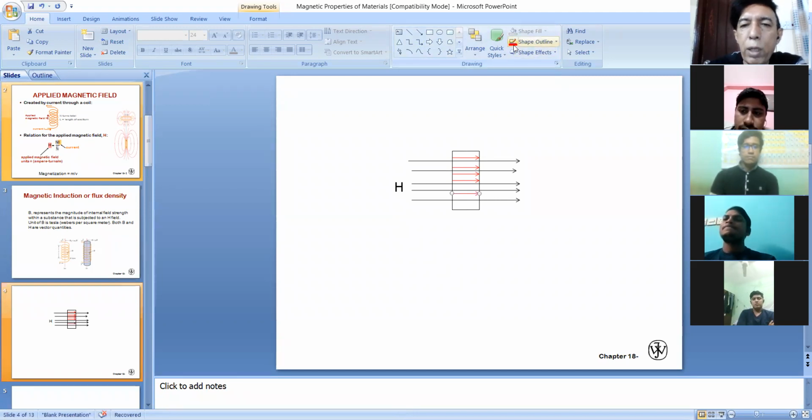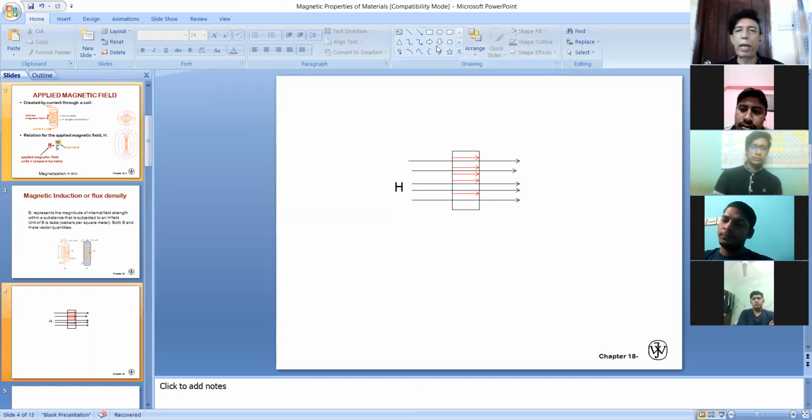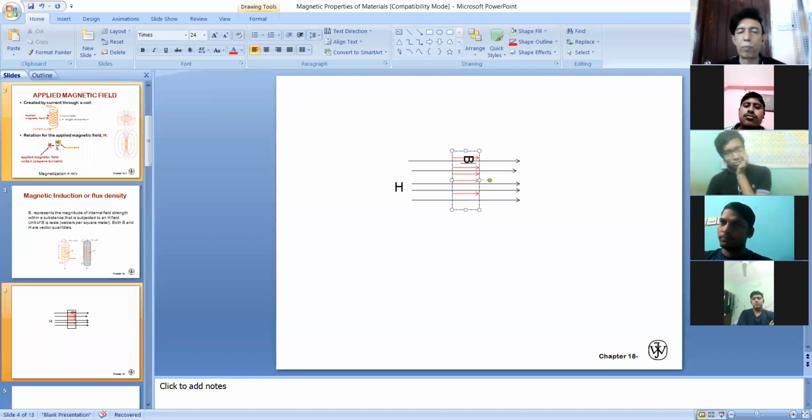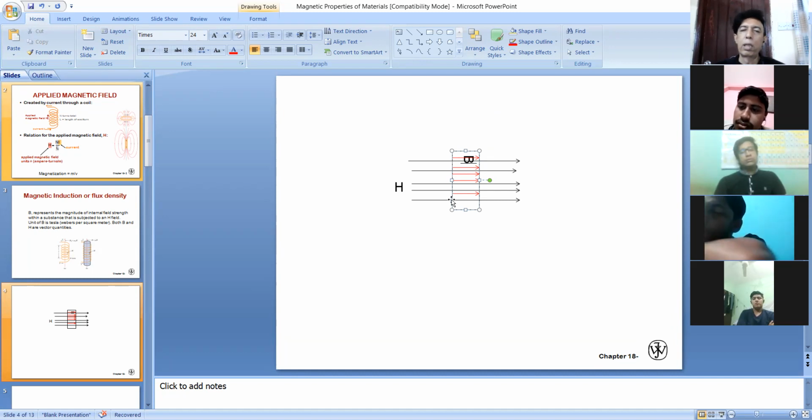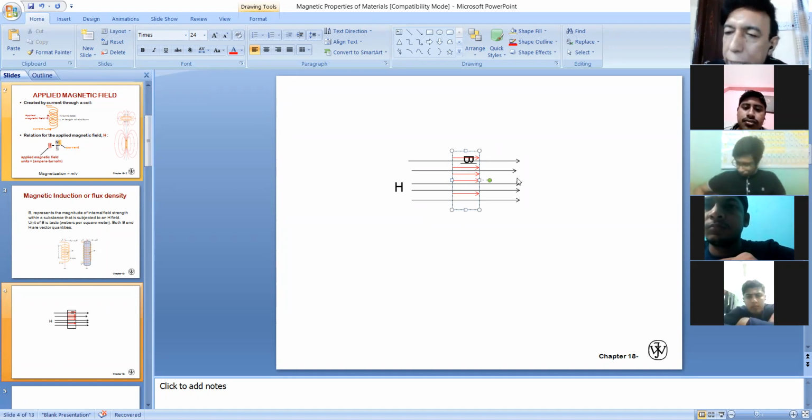These reds are its own lines of forces, and you call it B. Okay, these are B. So inside the material, the lines of forces are both H and B. Inside the material, both H and B are in the same direction.